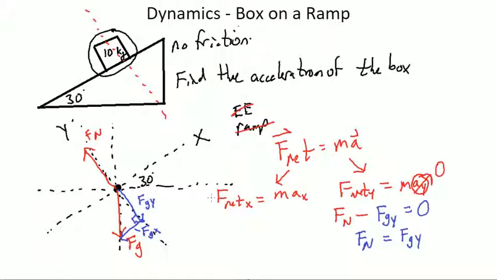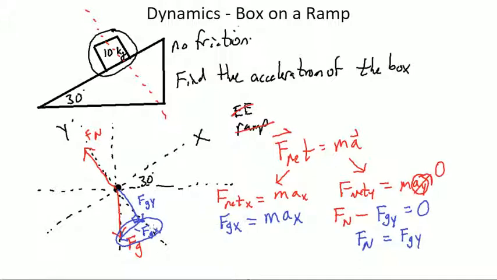Well, let's look in our x direction. We have only one force. It's right there. Fgx is in our x direction. That is going to account for our acceleration. We just need to go ahead and get a number for this since we are looking for an actual number. So we need to find, well, what is Fgx?